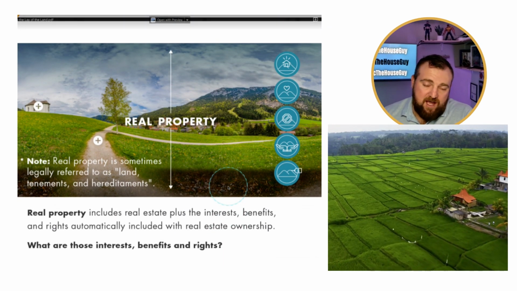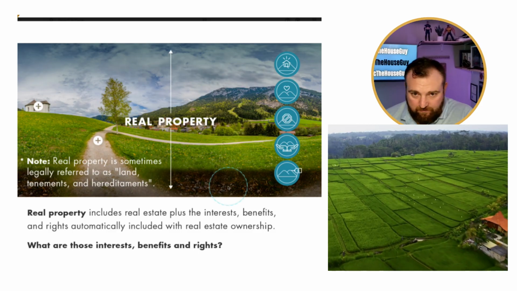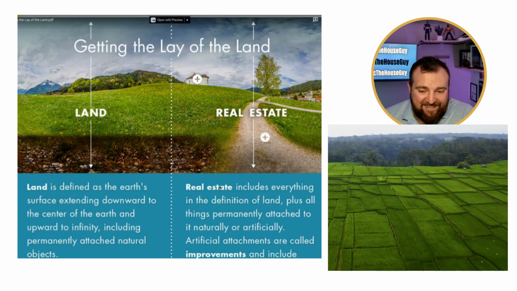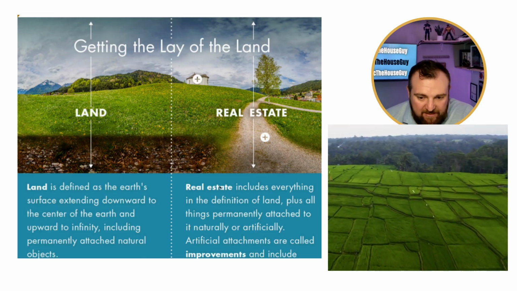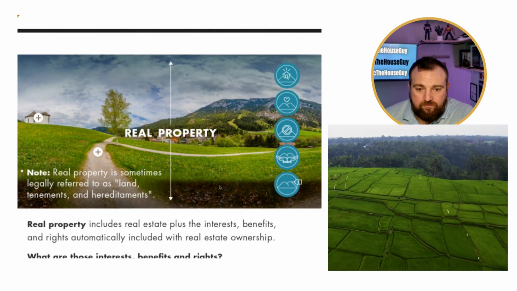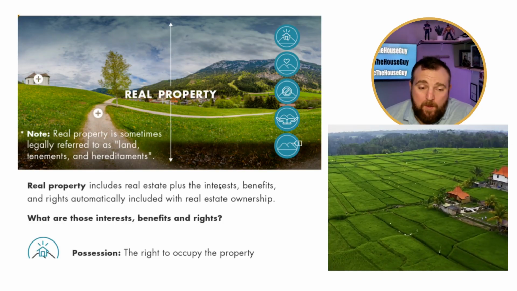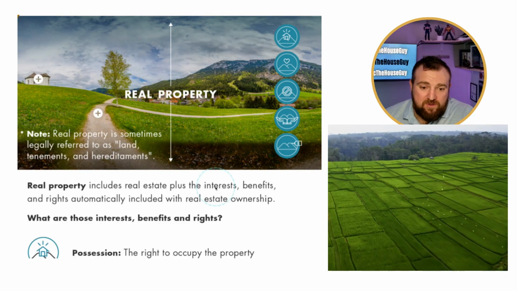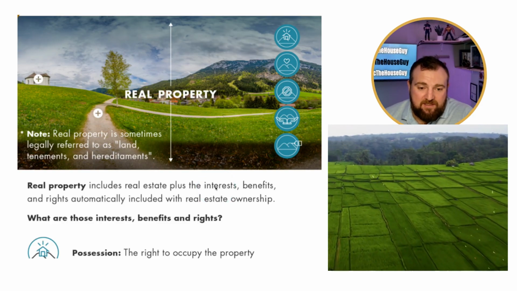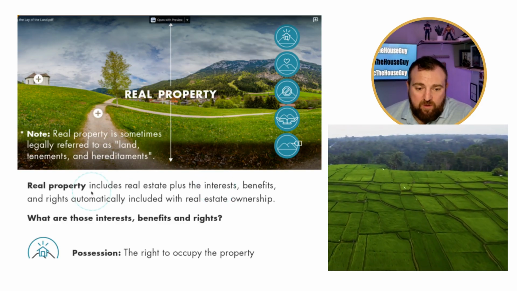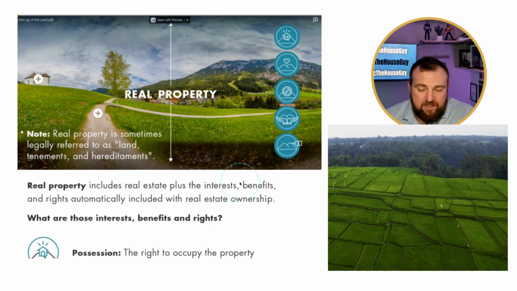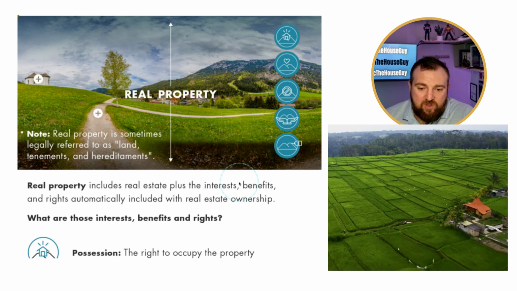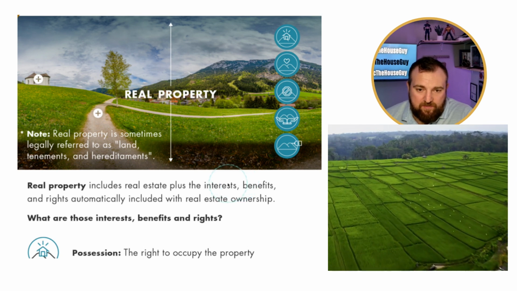So if we go back to the top, we talked about land. We talked about real estate. Now we're talking about real property. Real property is sometimes legally referred to as land, tenements, and hereditaments. Real property includes real estate plus the interests, benefits, and rights automatically included with real estate ownership.